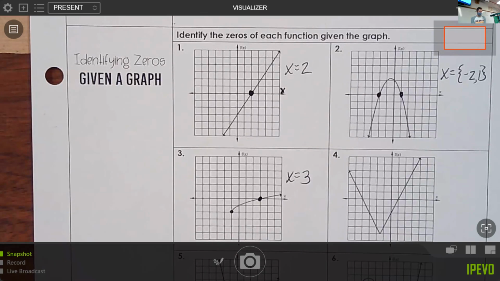So based on that, I would like you to work on problem 4, problem 5, and problem 6. And I'll give you, let's just say, a minute and a half. I'm going to be pretty quick with this. So you're just locating the x coordinates of where the lines cross the x-axis. And that's it.